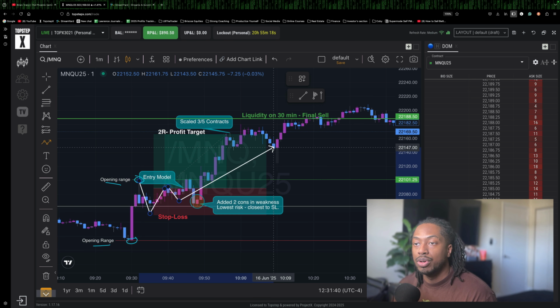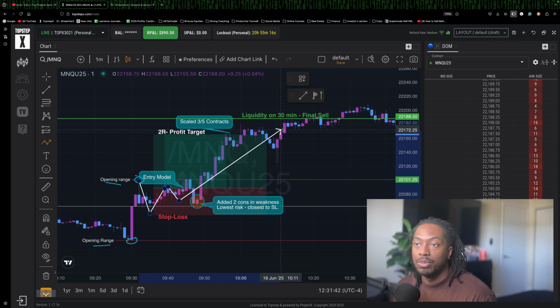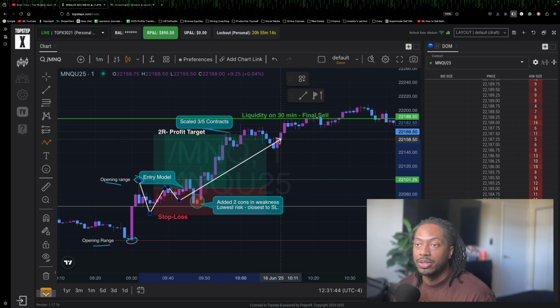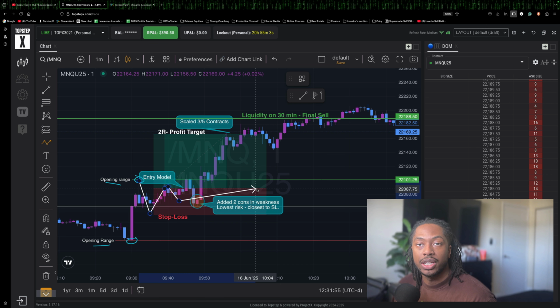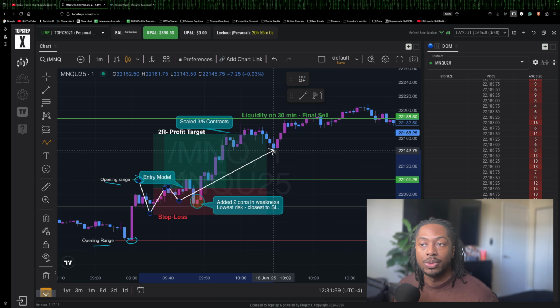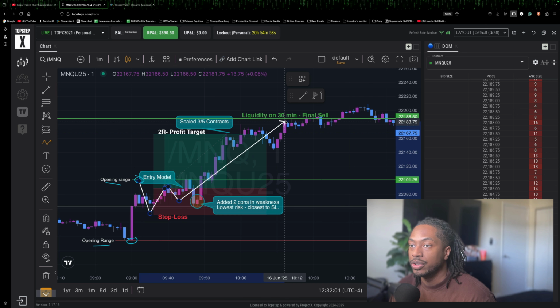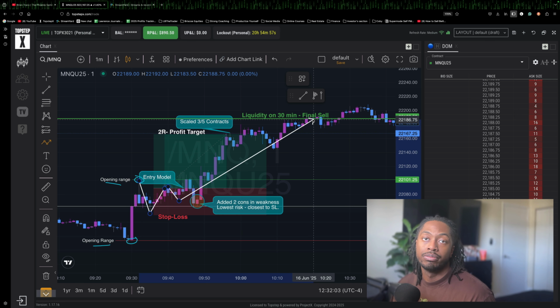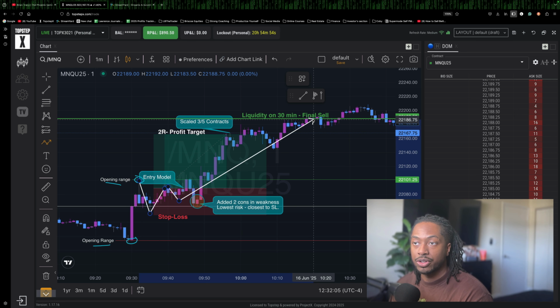And we got this nice little pullback right here, but we recovered it almost immediately, like within 3 minutes. So I took my stop loss that was at break even and I moved it to the bottom of this pivot point or the swing low, whatever you want to call it. And we went straight up and hit my final profit target. And that was pretty much the trade.